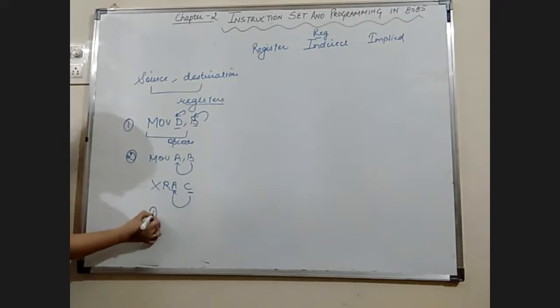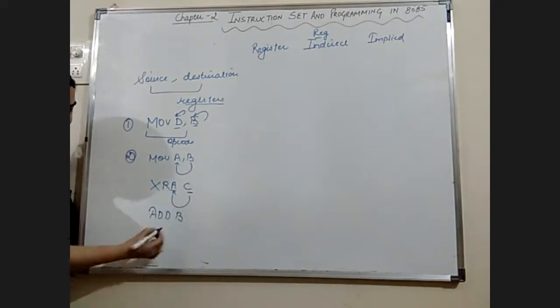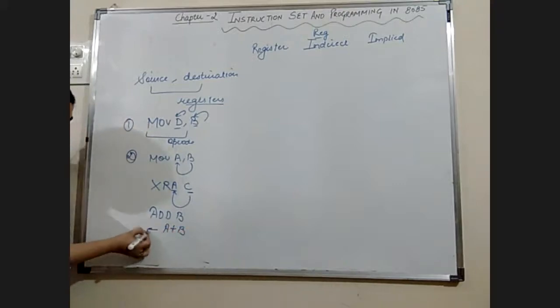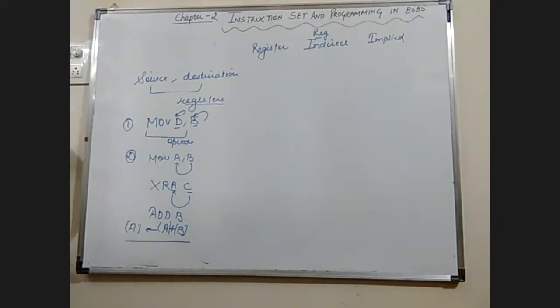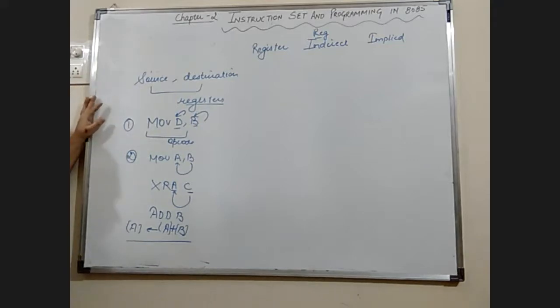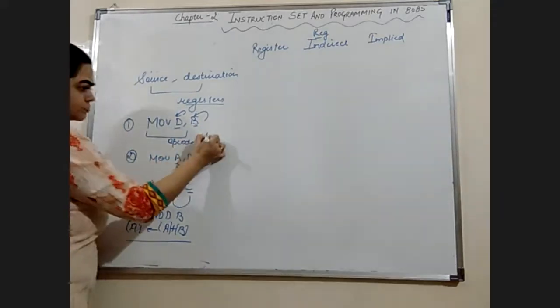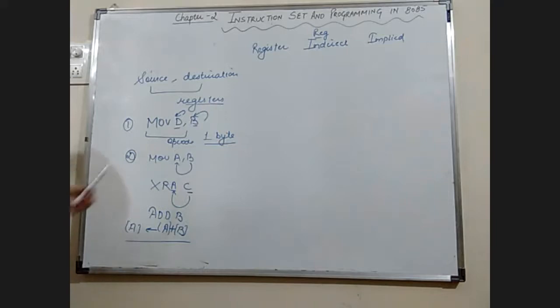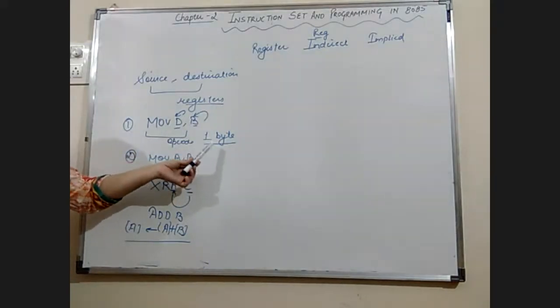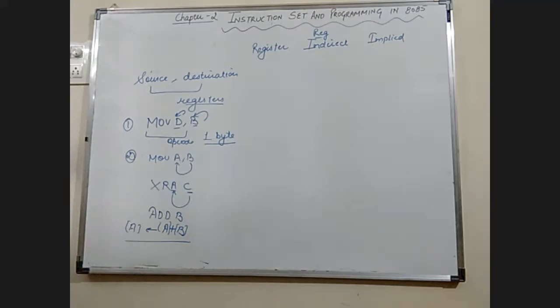For example, we have ADD B. In this instruction the contents of the accumulator will be added with the contents present in the B register and the result is stored in the accumulator. Again, the source as well as the destination are registers only. So these instructions fall under the register addressing mode. Now students, in case of register addressing mode, the size is 1 byte. All the register instructions that come under the register addressing mode are of 1 byte only. So these are the 1 byte instructions.